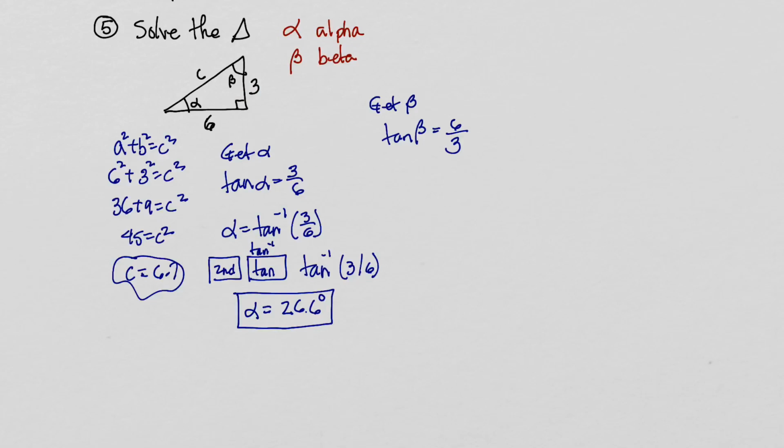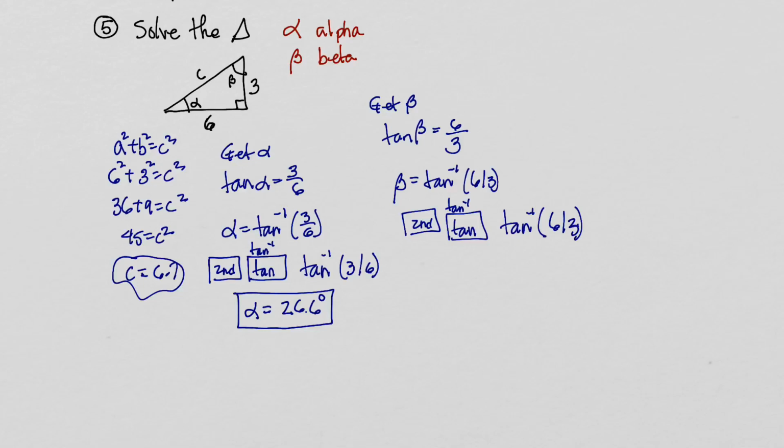So beta, that angle is going to be the angle whose tangent, the inverse tangent, of 6 over 3. So again, we're going to press the second key, then the tangent key, because right above it, that's our inverse tangent. And that is going to give us the inverse tangent parentheses, 6 over 3, or just type in the 2.